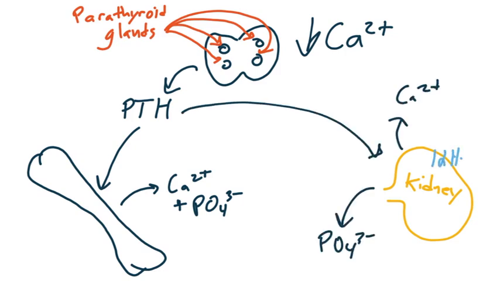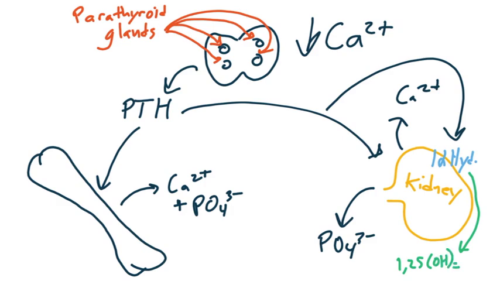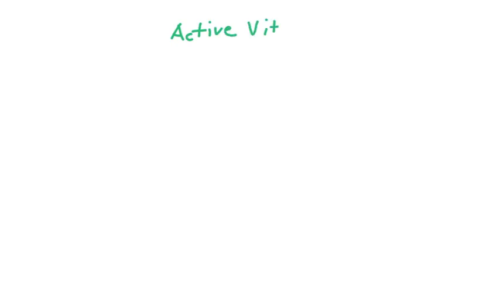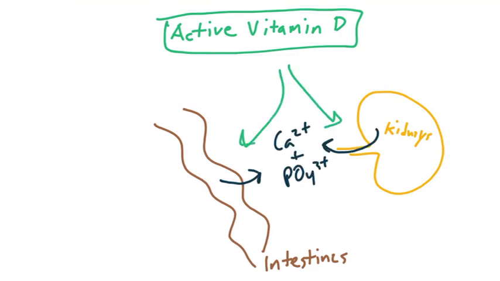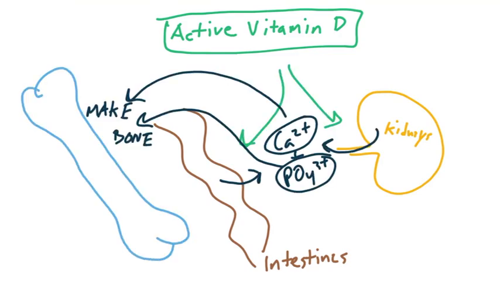Then PTH also acts on the kidney to stimulate 1-alpha hydroxylase, which converts 25-hydroxyvitamin D to 1,25-dihydroxyvitamin D, the active form. Now this active form of vitamin D, cholecalciferol, then acts on the intestines and the kidneys, increasing the absorption of calcium and phosphate. And this calcium and phosphate can then be used to make bone.